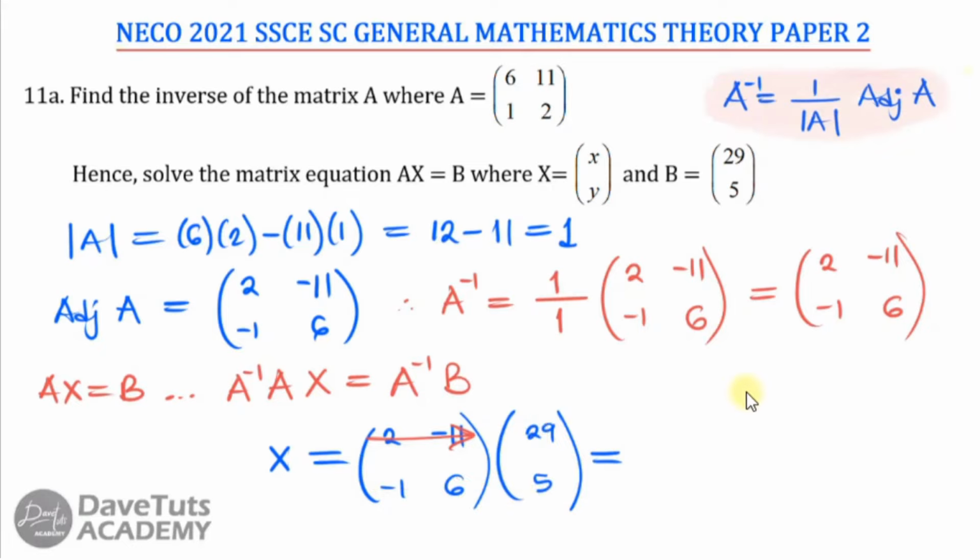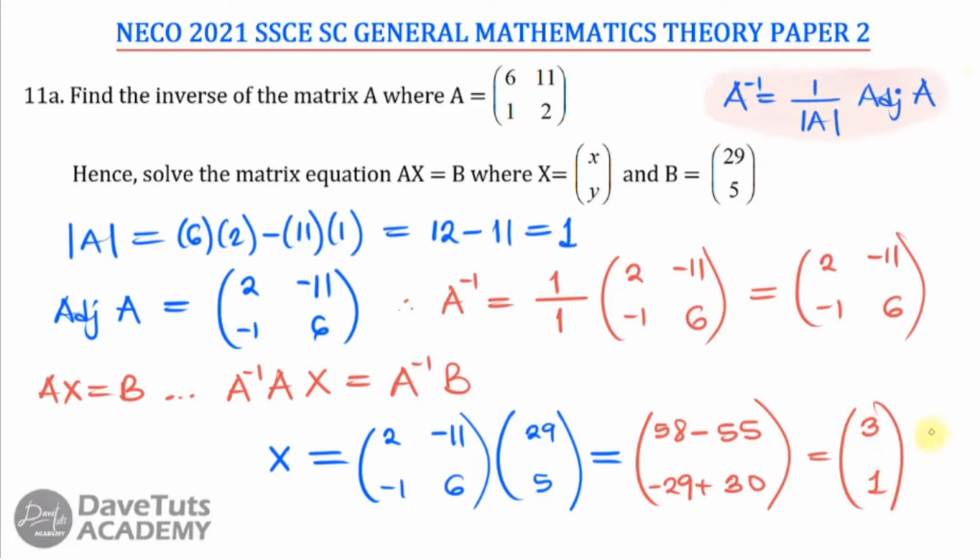Okay, so if we want to do that, what we are going to have is something like this. We have 2 times 29. 2 times 30 is 60, so if you take 1 out, it will also affect the product, so that will be 58, okay? Minus 11 times 5, that will be minus 55, okay? Minus 1 times 29 is minus 29. 6 times 5 gives a plus 30. So this is nothing but 58 minus 55, that is 3, and minus 29 plus 30, that is 1. So this is what we have.